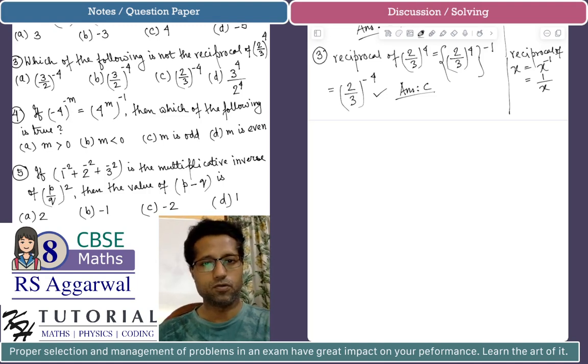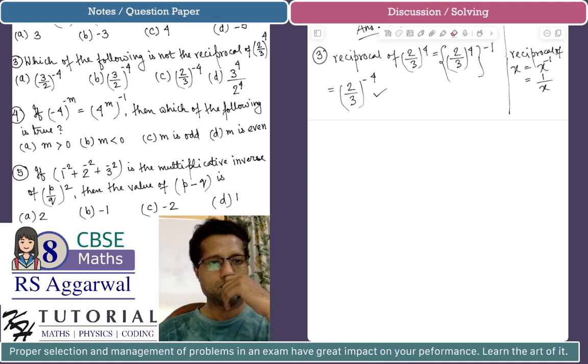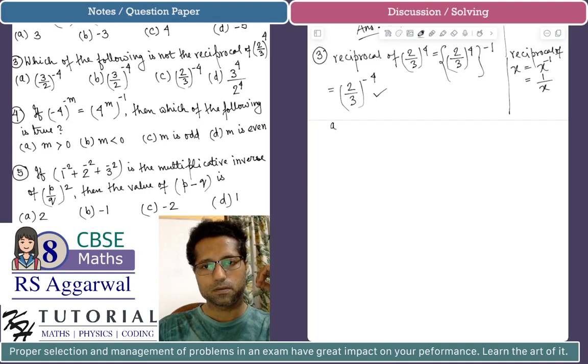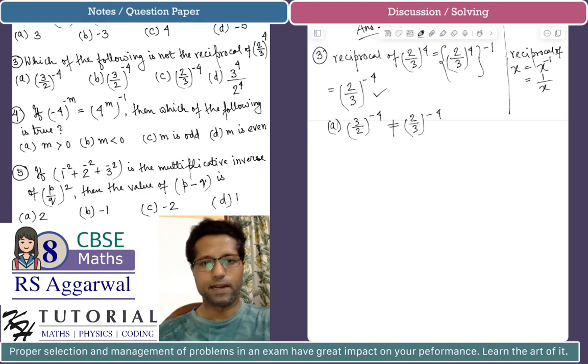Oh sorry, which of the following is not the reciprocal? I'm extremely sorry. We have to choose the choice which is not the reciprocal. Then, what is A? The choice A is (3/2) raised to the power minus 4, which is definitely not equal to (2/3) raised to the power minus 4. So right away we can say that the answer will be choice A, because we have to select the choice which is not the reciprocal of the given number.